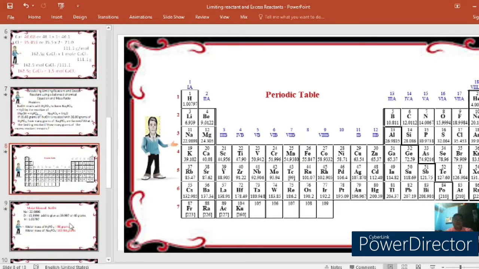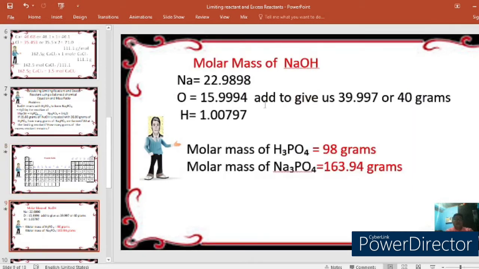Okay, again we have to refer to our periodic table, since we will be calculating the molar masses of the compounds. The molar mass of sodium hydroxide: as you can see, sodium has 22.9898, oxygen has 15.9994, while hydrogen has 1.00797. Add these 3 molar masses to give us 39.997 or 40 grams.